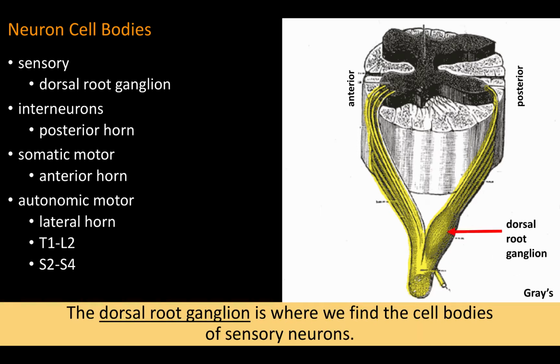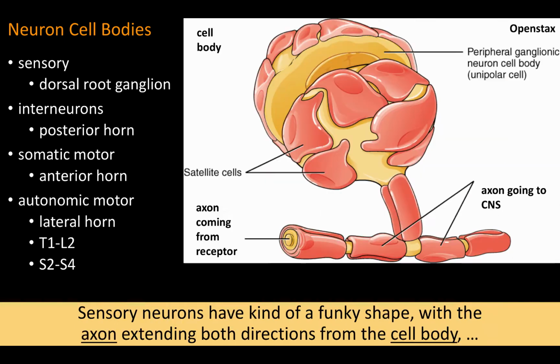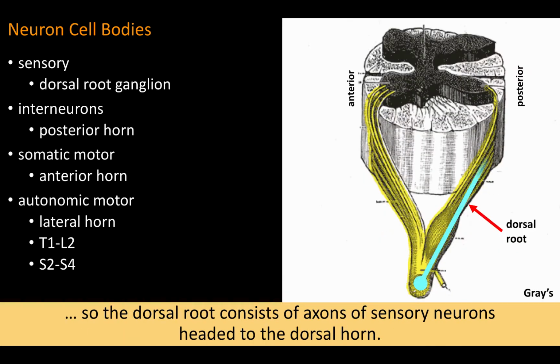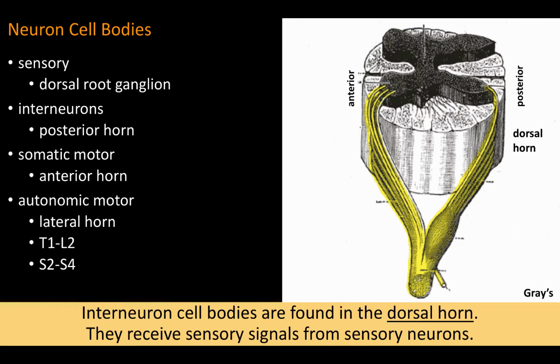The dorsal root ganglion is where we find the cell bodies of sensory neurons. Sensory neurons have kind of a funky shape, with the axon extending both directions from the cell body. So the dorsal root consists of axons of sensory neurons headed to the dorsal horn. Interneuron cell bodies are found in the dorsal horn. They receive sensory signals from sensory neurons.